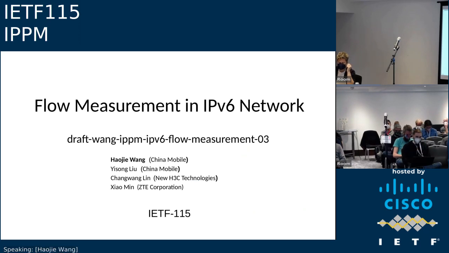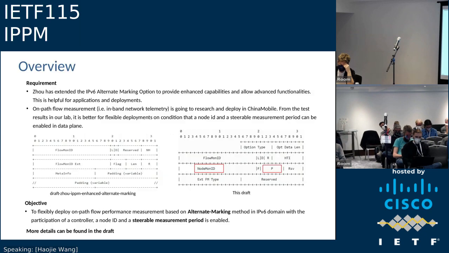The second draft is also about flow measurement in IPv6 networks. Next slide, please. In the previous presentation, Tianran and the co-authors proposed the IPv6 alternate-marking options to provide enhanced capabilities and allow advanced functions. This is helpful to applications and deployments.